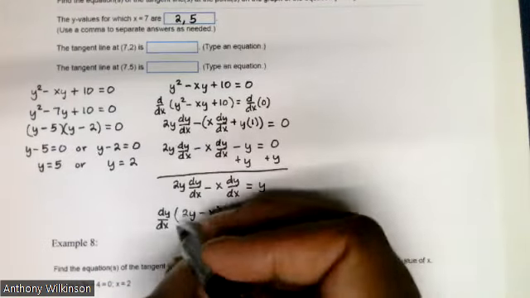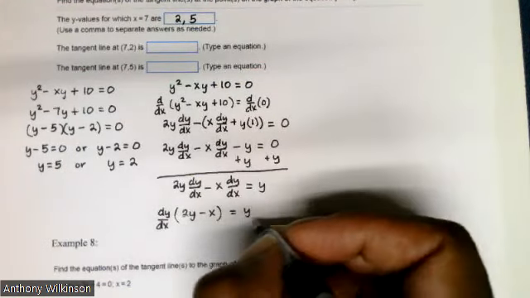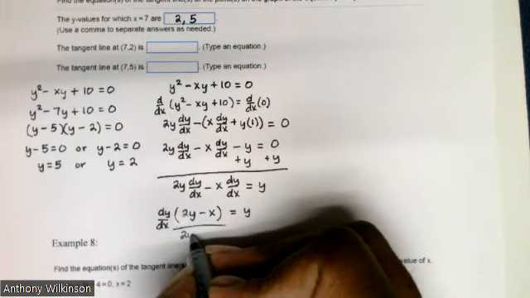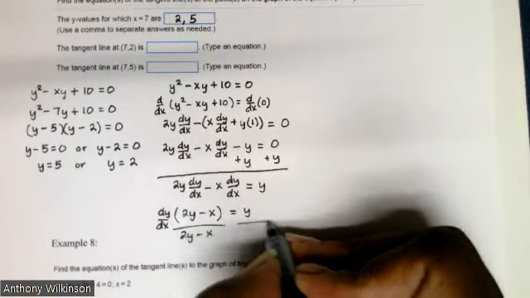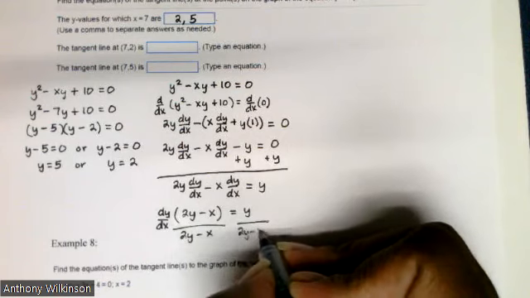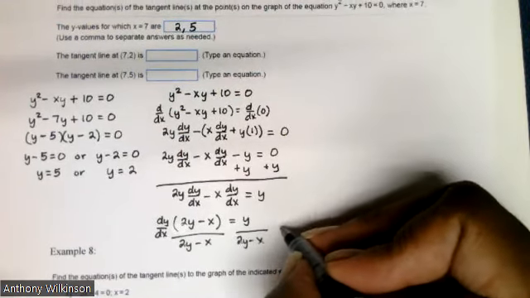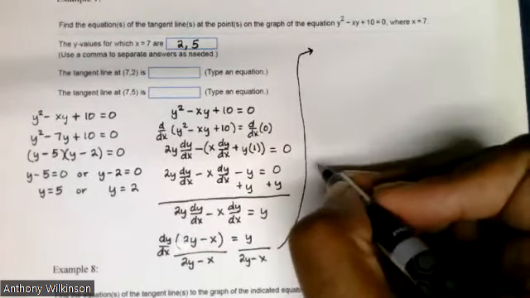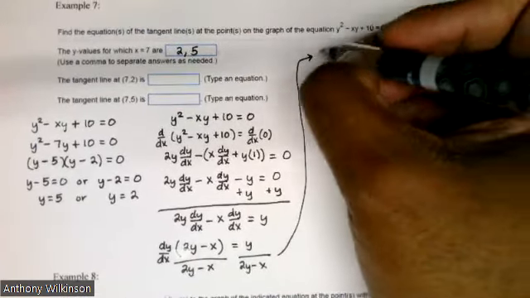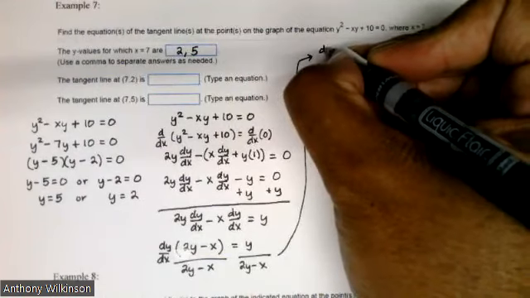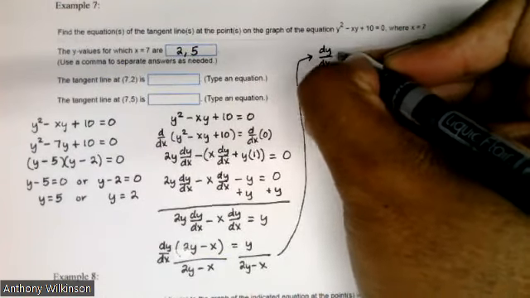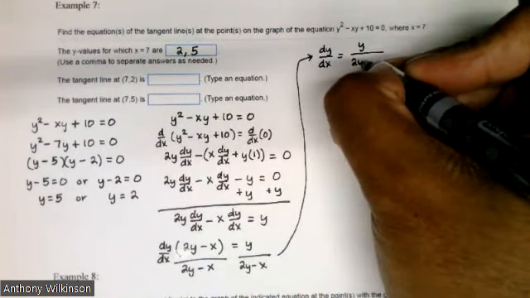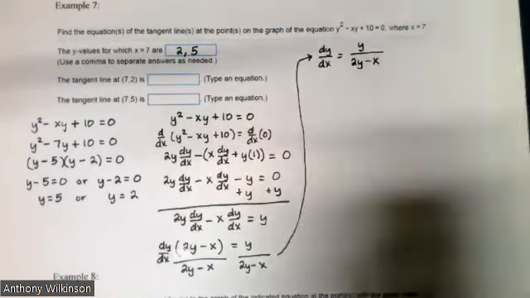Now I'm going to skip this step by putting 2y minus x on both sides, but you're going to have to know, well, I'll include it. Because you're going to have to know you have to divide both sides by 2y minus x in order to get dy/dx by itself. And I will continue this way up here. So that means dy/dx is equal to y divided by 2y minus x.